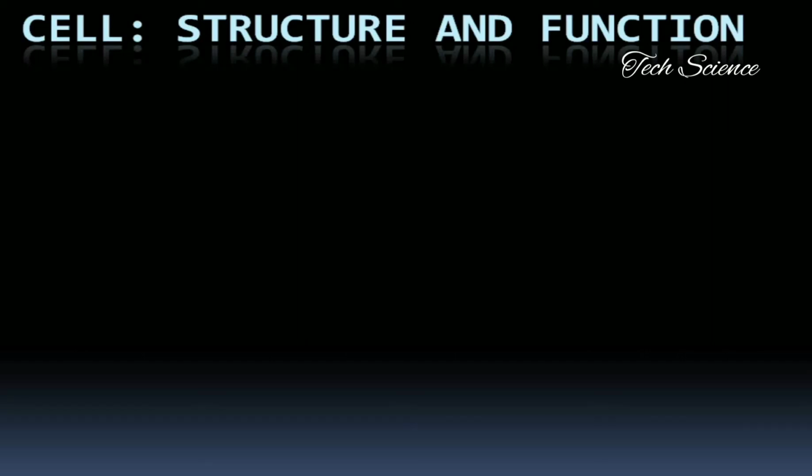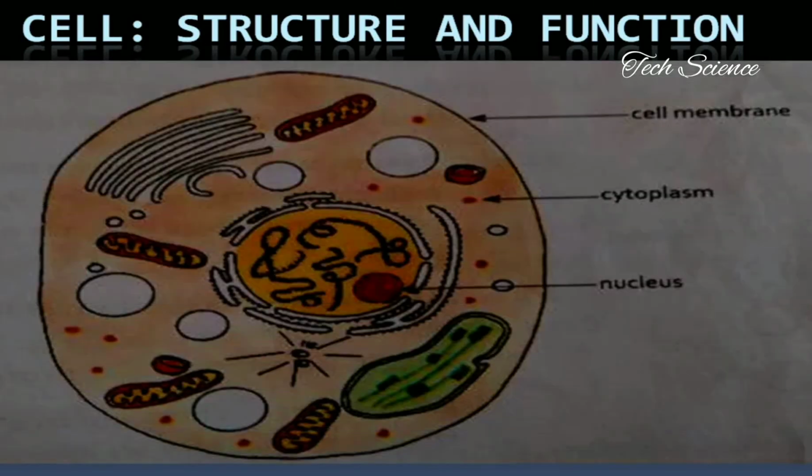Today the discussion point is cell structure and function. This topic belongs to class 8 science and technology, where we are discussing the different types of cell organelles and what their functions are. For this reason, we are considering a normal diagram, and this diagram belongs to a generalized cell.